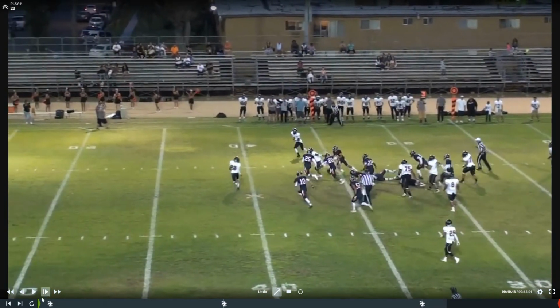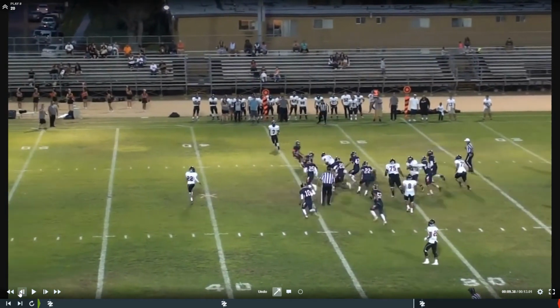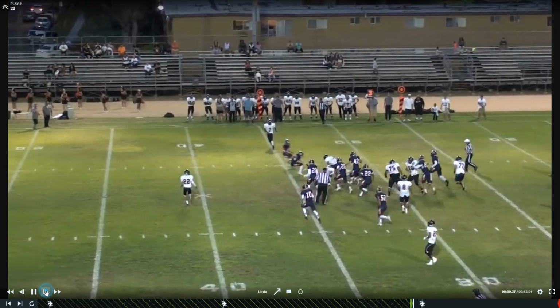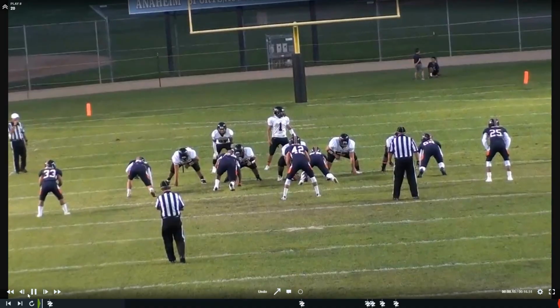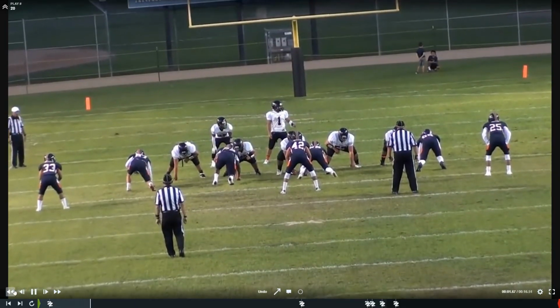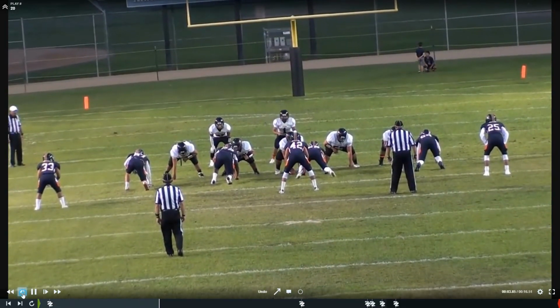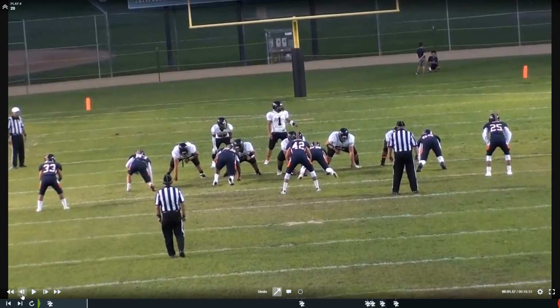You're going to take out number 42 right there. I don't know if you saw it, but number 42, watch him. Takes him out from the side. Now, oh shoot. I wanted to show you that.